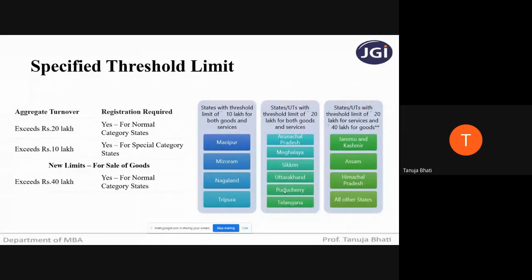Now, states or union territories with threshold limit of 20 lakhs for services and 40 lakhs for goods: Jammu and Kashmir, Assam, Himachal Pradesh and all other states. So in these particular states that you can see on the right hand side, the threshold limit of 20 lakhs is for services and 40 lakhs is for goods. For all other states excluding these states, including Jammu and Kashmir, Assam, Himachal Pradesh. Is this clear, students?